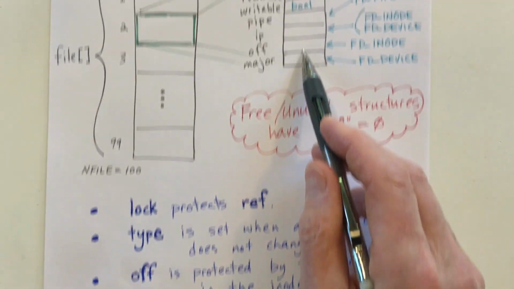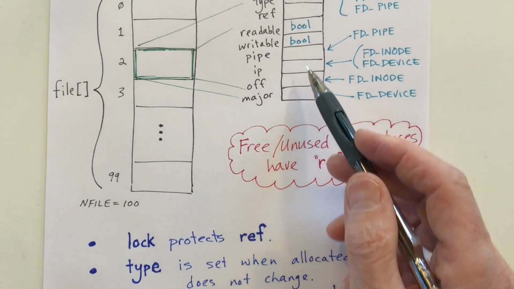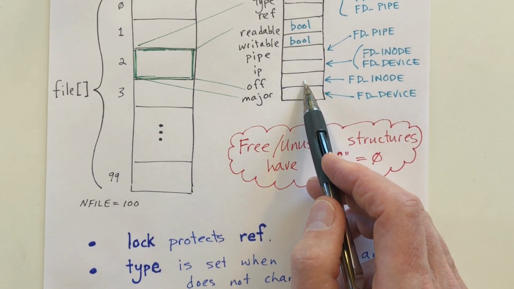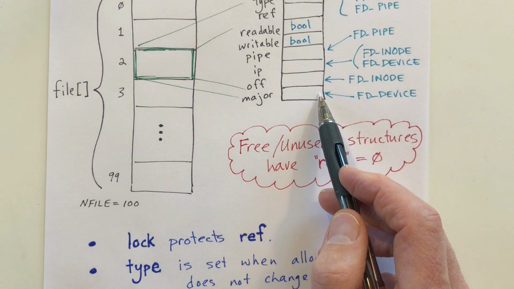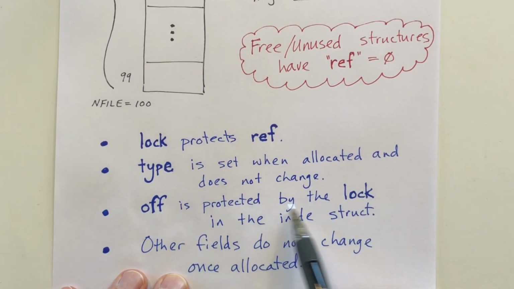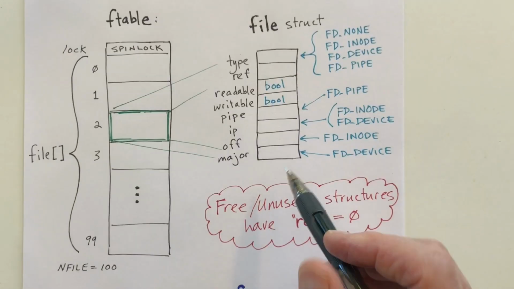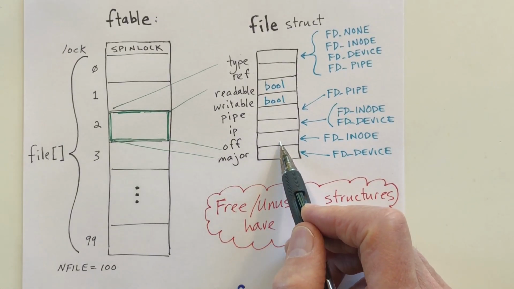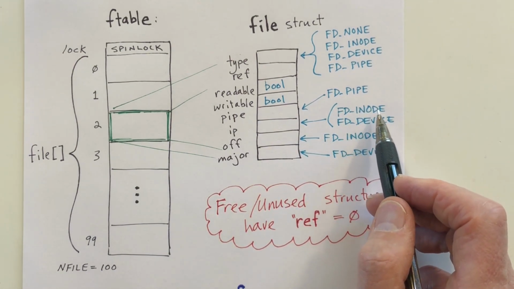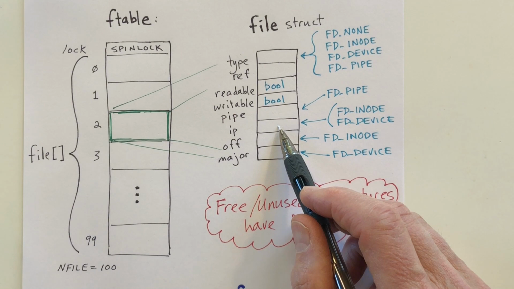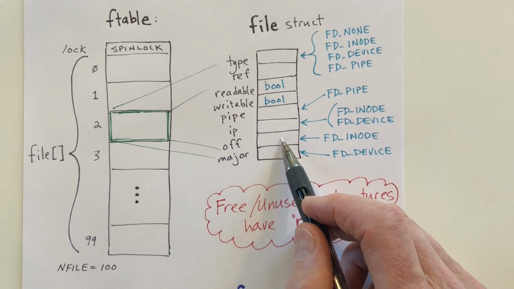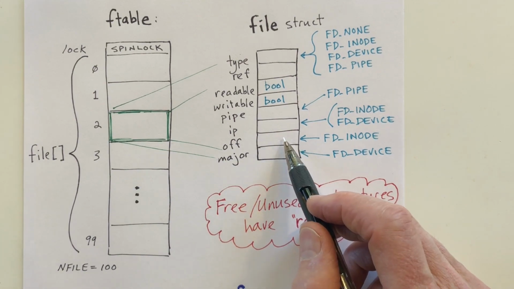Offset will be changed, and since there can be multiple processes referring to this object, it needs to be protected by a lock. However, there is no lock in this structure. Instead, the offset field is protected by the lock that is in the inode structure. So if this thing is a directory file or a regular file, then IP will contain a pointer to an inode. And remember that inodes contain a sleep lock. So that's the lock that has to be acquired before the offset is read or modified. So that's sort of unusual.